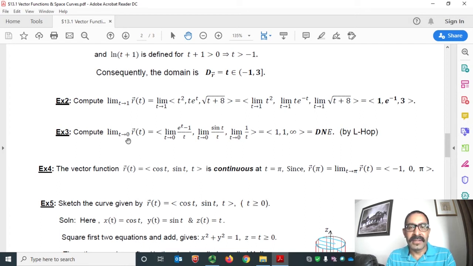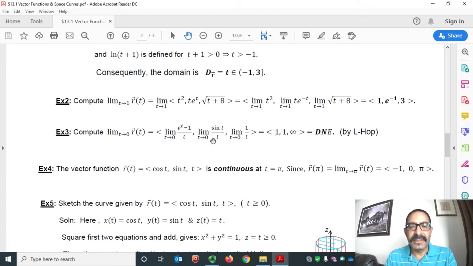Then let's take the limit of each of the component functions. The limit of the first component, e to the t minus 1 over t as t goes to 0, put t equals 0. So this is e to the 0, which is 1, minus 1 is 0 over 0. We have an indeterminate form. Apply L'Hopital's rule. To apply L'Hopital's, we take the derivative of the numerator and the derivative of the denominator separately. The derivative of e to the t minus 1 turns out to be e to the t, over the derivative of t, which is 1. So then put the limit t goes to 0. So e to the 0 is 1. So we have 1.